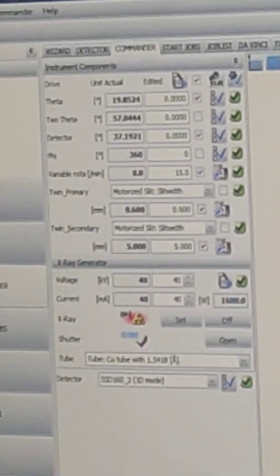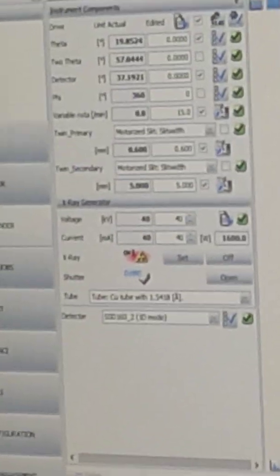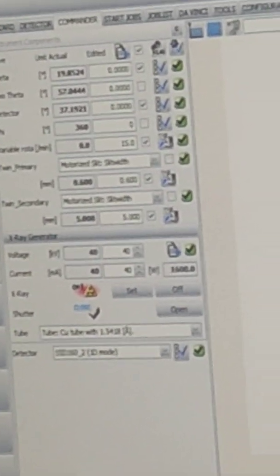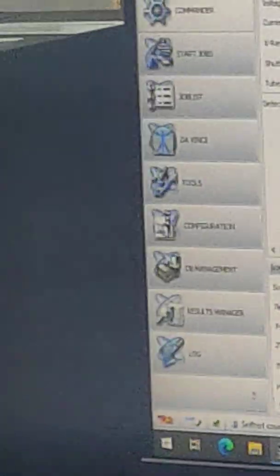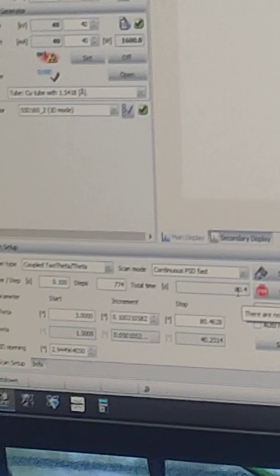I have no idea where I will get the peaks, what the sample is: organic, inorganic, metal, nothing. So what I am going to do is start the measurement from close to 3 degrees and go up to 80 degrees. I will do a very fast measurement, with an increment of 0.1 degree and a time per step of 0.1 second. The total measurement time you can see here is 80 seconds.